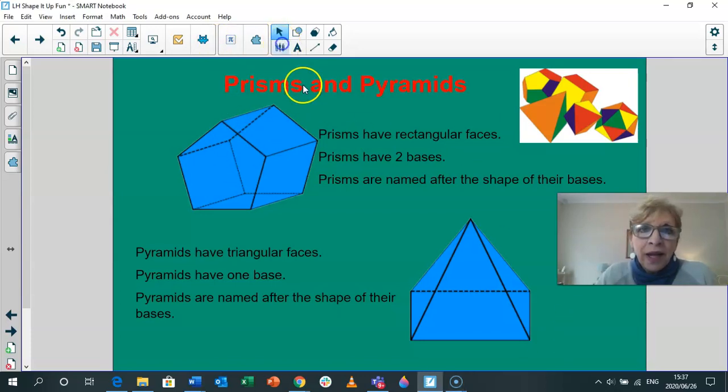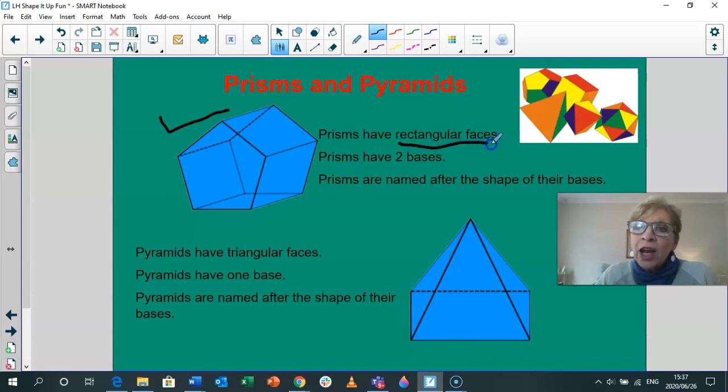Here we have a prism, right? This is a prism, and prisms have rectangular faces. So there, and there. Those are the faces, and they are rectangular or square in shape. Prisms also have two bases, and this here is the base. Now look at the shape of this base. It's a five-sided shape, and there is its partner opposite it, that side. Okay, so a prism, what has it got? It's got rectangular faces, and it has two bases.